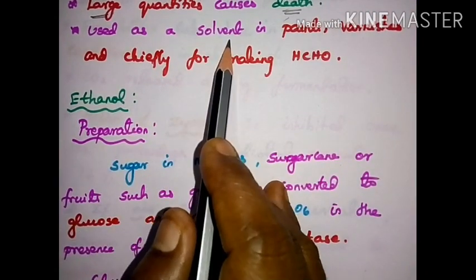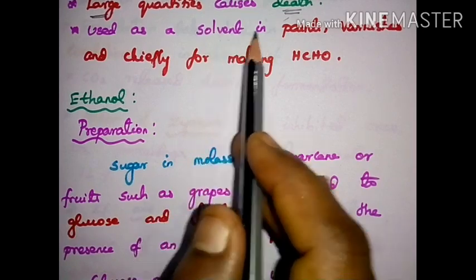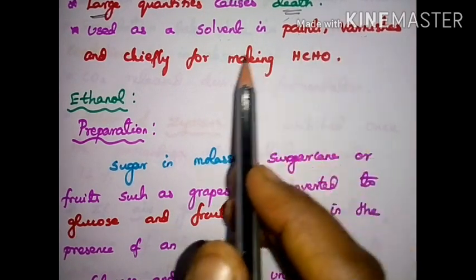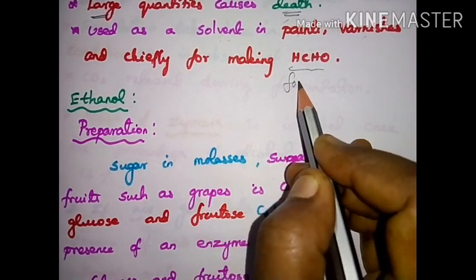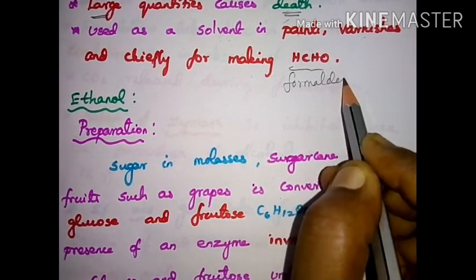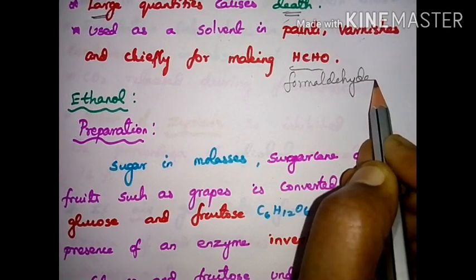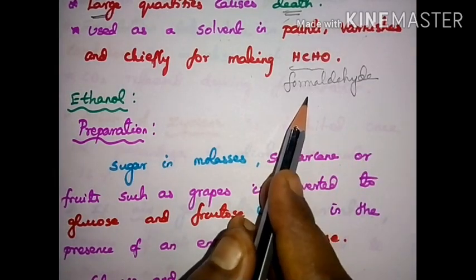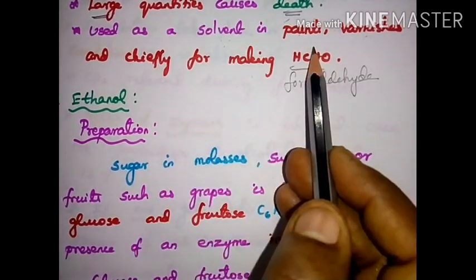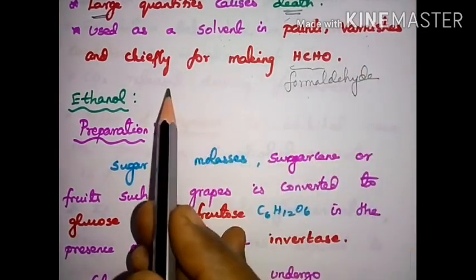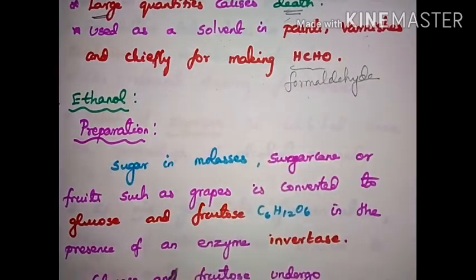It is also used as a solvent, to dissolve something. It is used as a solvent in paints, varnishes, and chiefly for making formaldehyde. Methanol on oxidation gives formaldehyde, no?